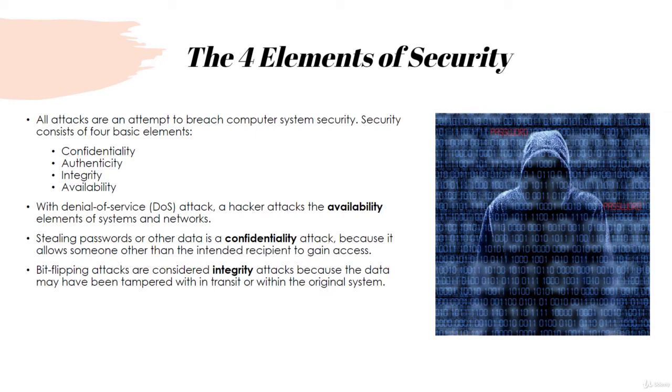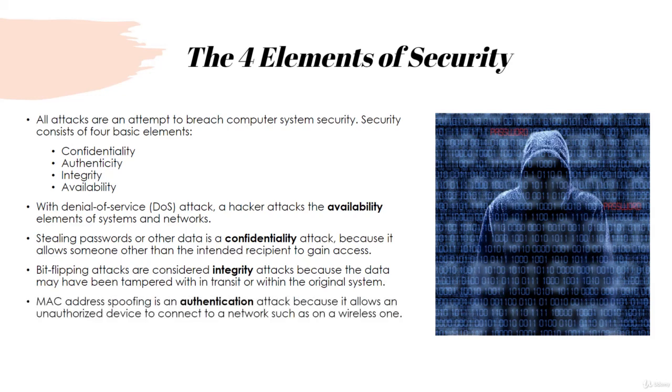The next one is bit flipping, for example. These types of attacks are considered integrity attacks because the data may have been tampered with in transit or within the original system. Let's say somebody is using digital signature software and sends an important document to another recipient. An attacker can come in, modify the document, and change the numbers. Let's say it's an invoice or a promissory note. They can change "$10 is what you owe us" to "$10,000 is what you owe us." That's how the information can be manipulated. It's that integrity element that is the factor there.